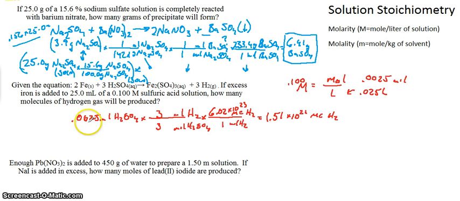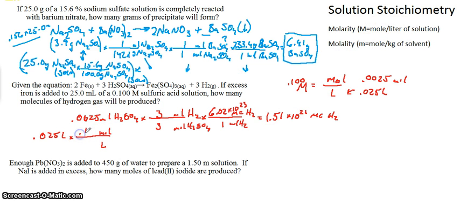the problem. If you wanted to do this as one big problem, you could actually start with 0.025 liters. That's what they give me. I'm starting with 0.025 liters, and then times, and I'm going from liters to moles. Well, what is moles per liter? Moles per liter, if you notice, that is my molarity.